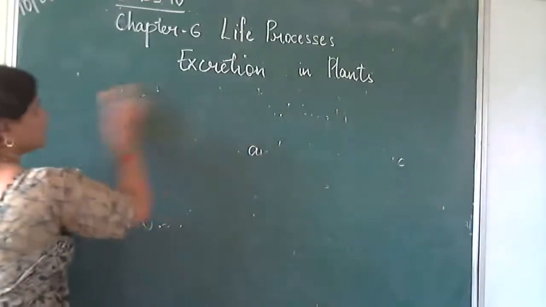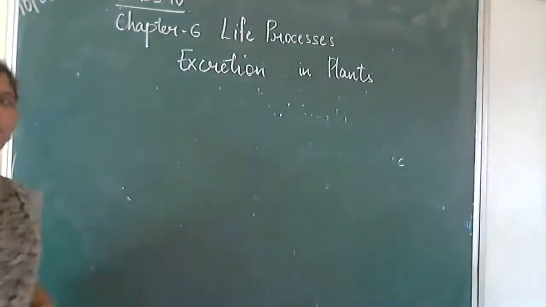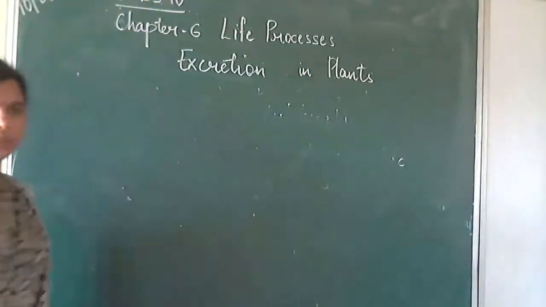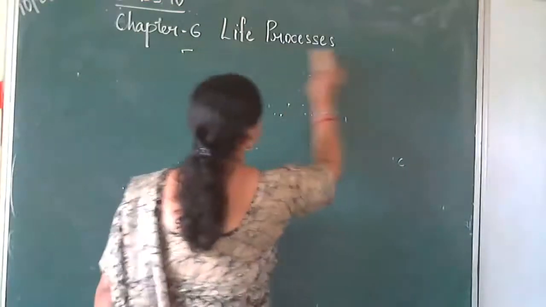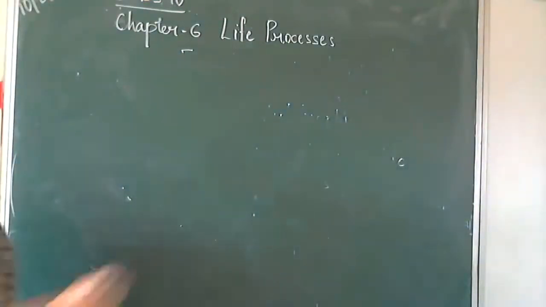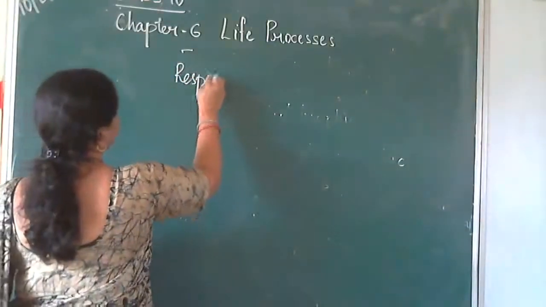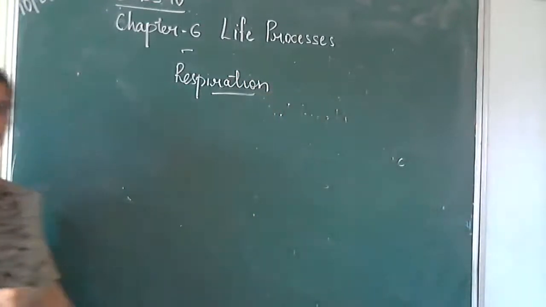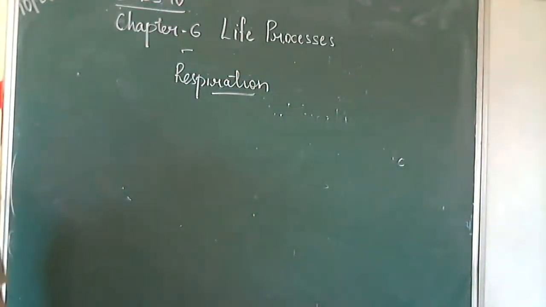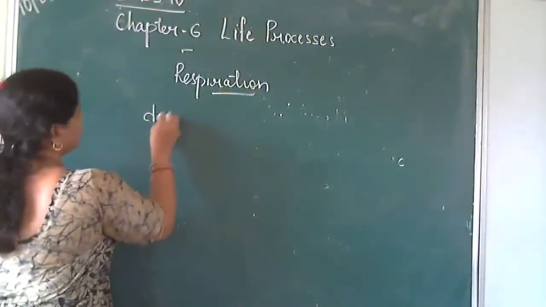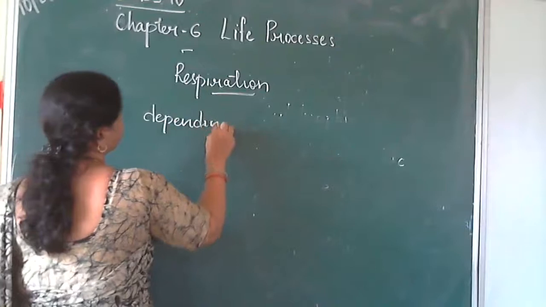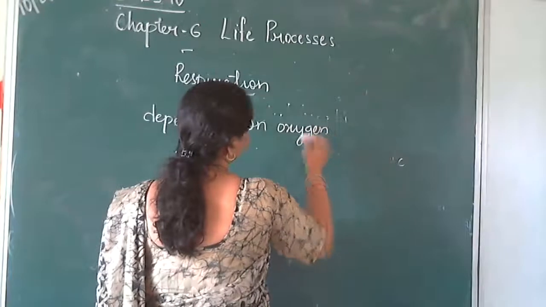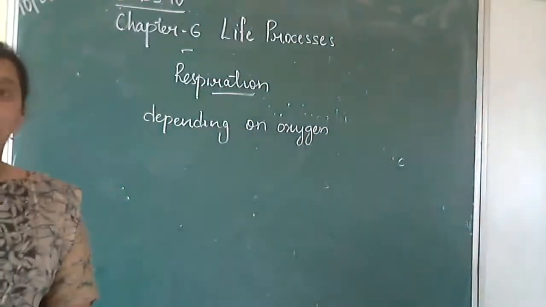Now moving on to the respiratory system. What is the main organ in the respiratory system? Yes, the lungs are the main organ in the respiratory system. Again, in respiration we have to remember the types of respiration, which depend on oxygen. Can anyone tell me what are the different types of respiration we see, or breakdown of glucose?